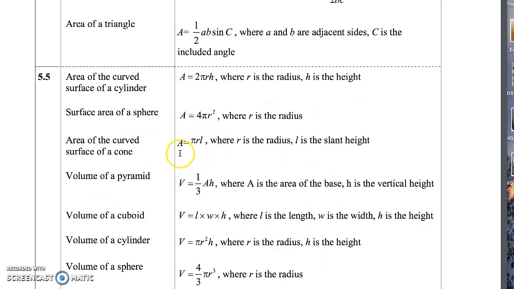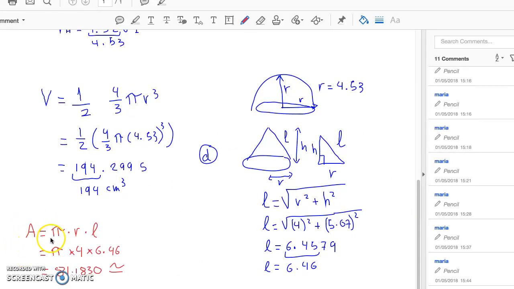Going back to the formula booklet, the area I'm looking for, the curved surface of a cone, is pi, r, and l. So now I have the l. I'm just going to plug all the values I have in the formula. So the curved area of the cone, pi r l, the r is 4, the l is 6.46. Putting all this together is 81.1830. I just need 3 significant figures so I can approximate my answer to 81.2. It is an area, so it's centimeters squared. And that's the final answer.